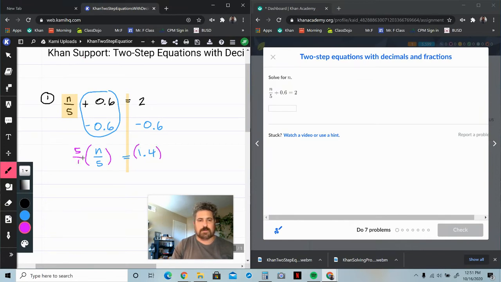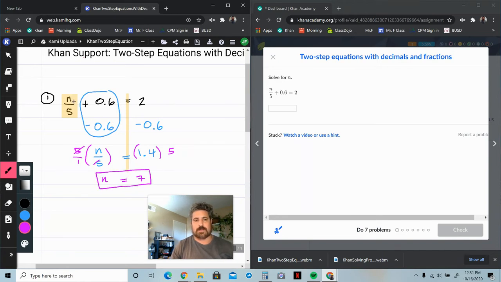When you multiply this by 5, these are going to cancel out to 1. And you're going to get just 1n, is equal to, and over here, you've got 5 times 1.4, because whatever you do to one side, you got to do to the other. So 5 times 1.4 is 5 times 1 plus 5 times 0.4. That's 5 plus 2, which is going to be 7. And so your answer here is just n is equal to 7.